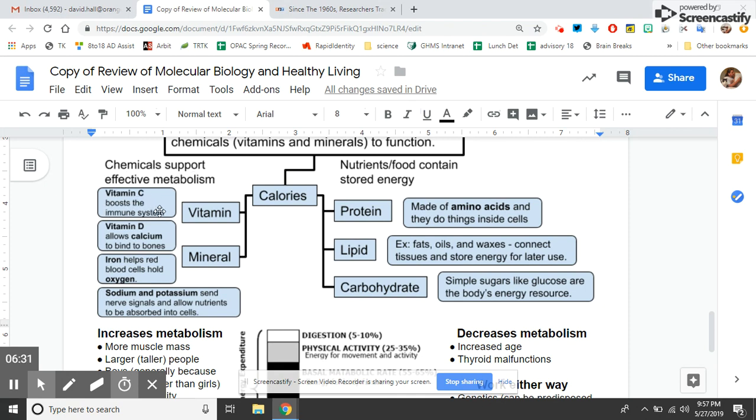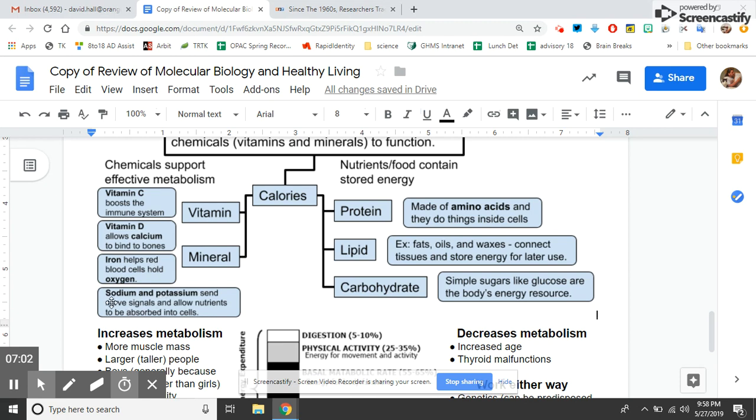Vitamin C boosts the immune system. A lot of people try to take more during cold and flu season to try to fight off things. Vitamin D comes from the sunshine, also added to most milk. It allows calcium to bind to bones because calcium is needed in the bones. Iron helps red blood cells hold oxygen. That's the purpose of red blood cells, to carry oxygen. Iron helps these cells do that.